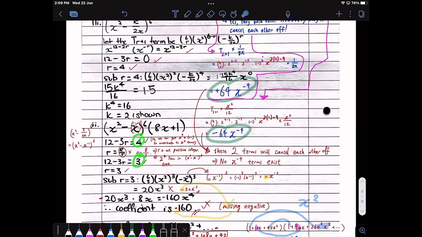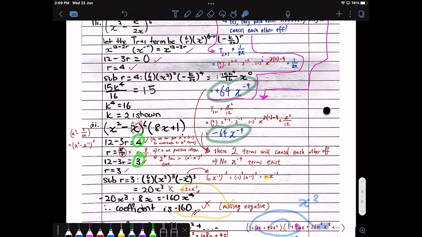Oh, right. Oh, I remember already. Okay. Question 11, part 2. Let's read the question first. With this value of k equals 2, find the coefficient of x power 4 in the expansion of (x squared minus k over 2x) power 6, then times (8x plus 1).